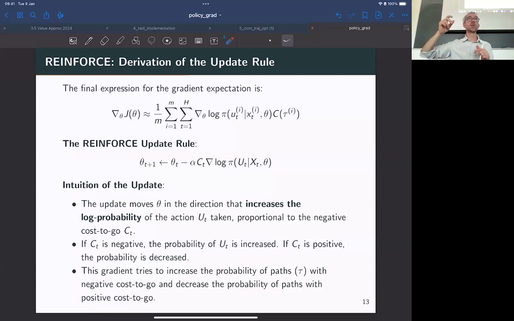So if I have a negative cost minus 10 in one case and in another minus 20, then minus 20 is better than minus 10. And so I'm going to increase more the probability of the actions that I've chosen during the episodes that had the best cost.